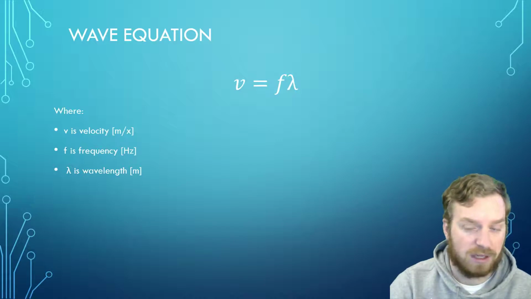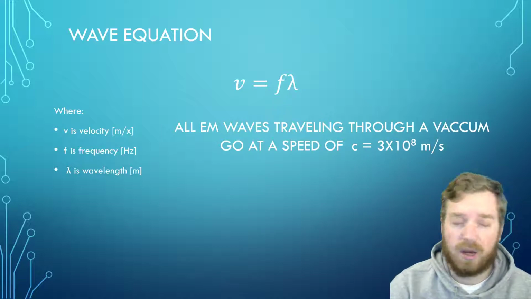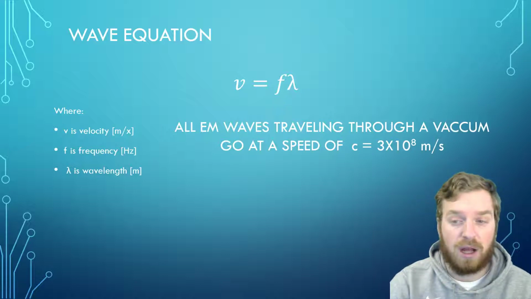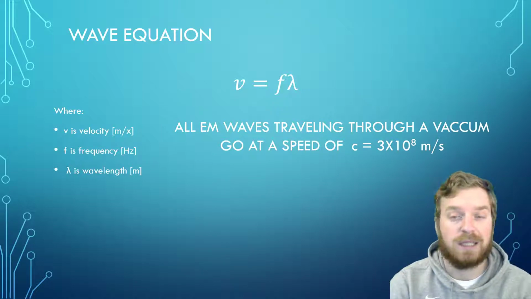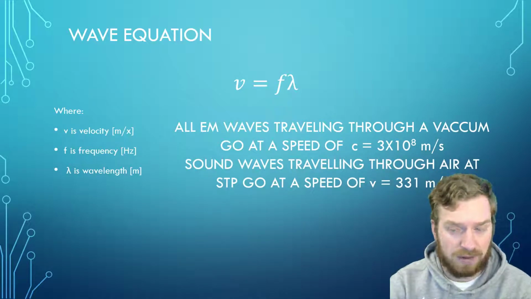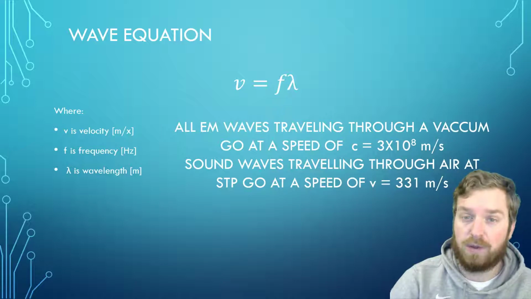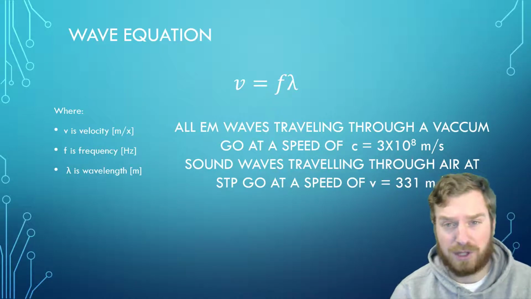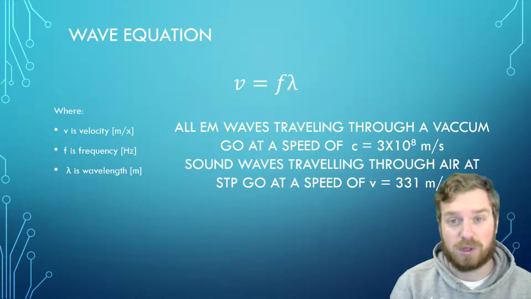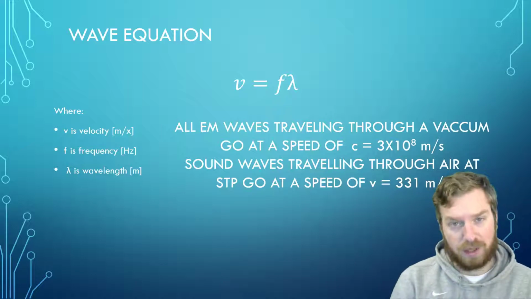The only other things that you had to remember from this is that all electromagnetic waves, whether it's radio, visible light, ultraviolet, X-rays, any of those, go through a vacuum at the same speed, 3 times 10 to the 8th meters per second. We call that the speed of light. And all sound waves that travel through air at STP, which you might remember from chemistry is standard temperature and pressure, travel at a speed of 331 meters per second. So those are some known variables that we can go into today already knowing.